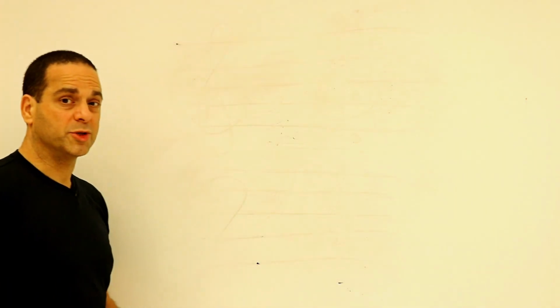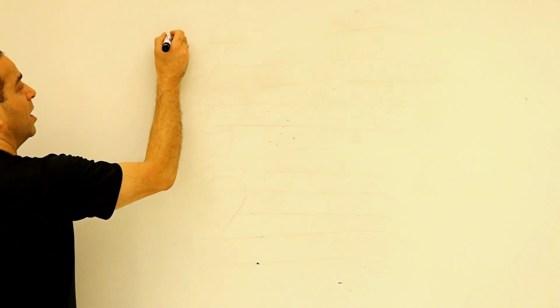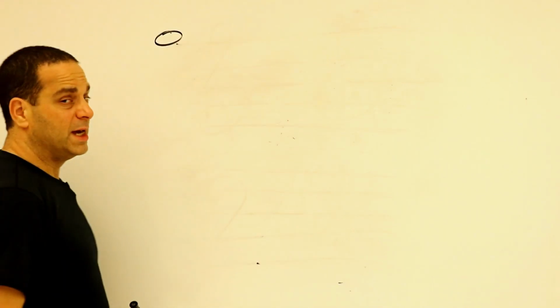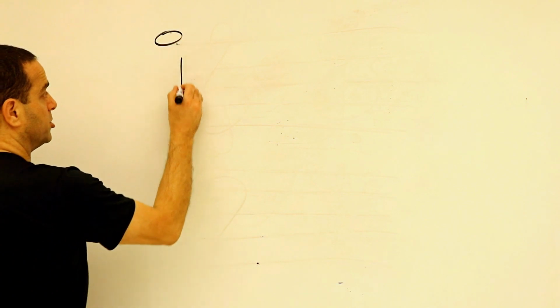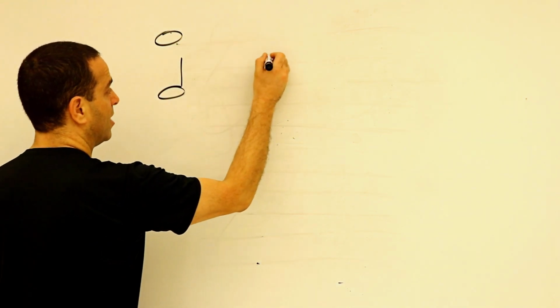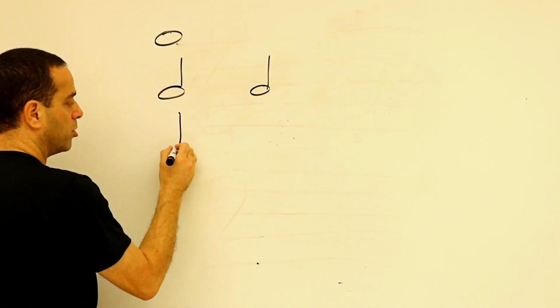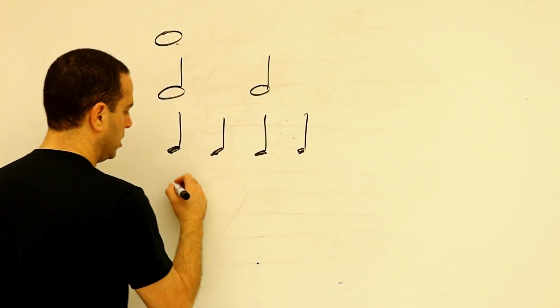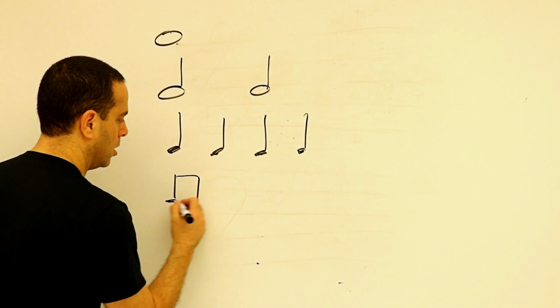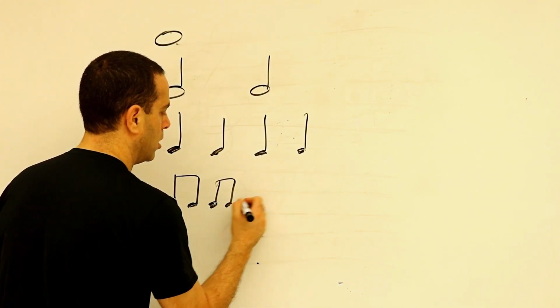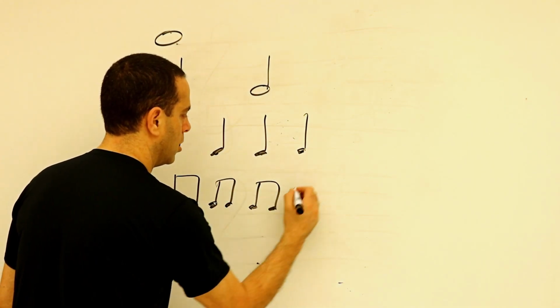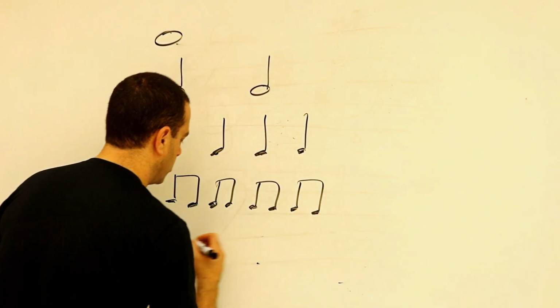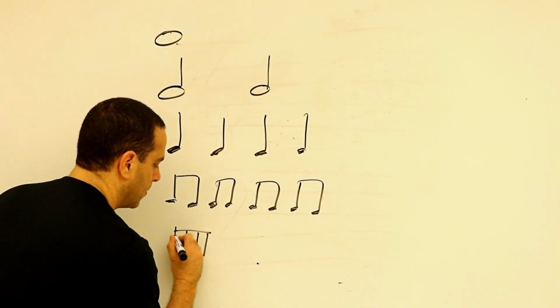Let's talk about the rhythms, what they look like. First we have a whole note. This used to be called something else in elementary music class. We have half notes, quarter notes, eighth notes are faster again, and 16th notes are twice as fast again.